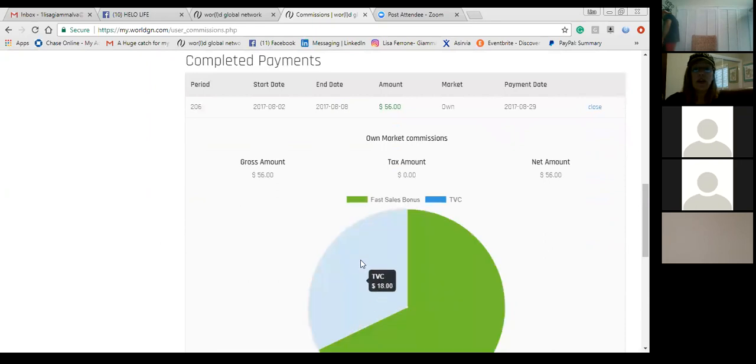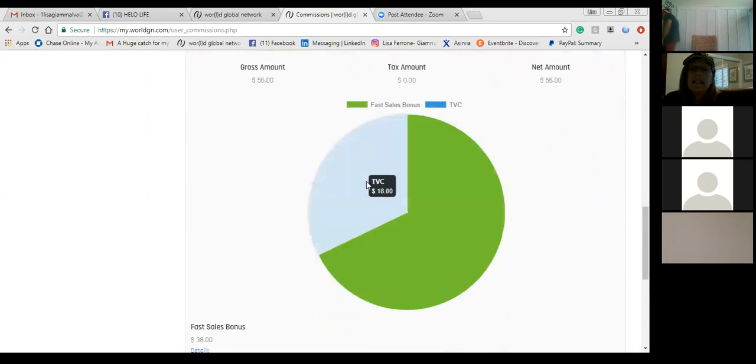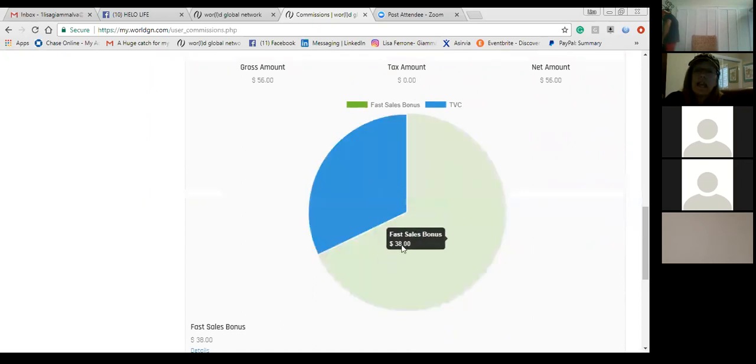It's going to show you that TVC is team volume commission. This is dual team. They made $18 in the dual team, and they made $38 in fast start bonuses.